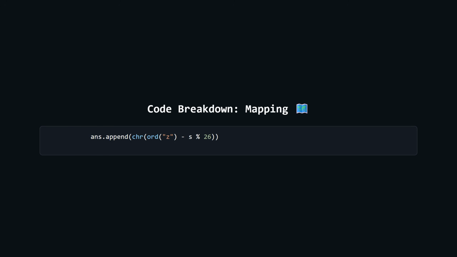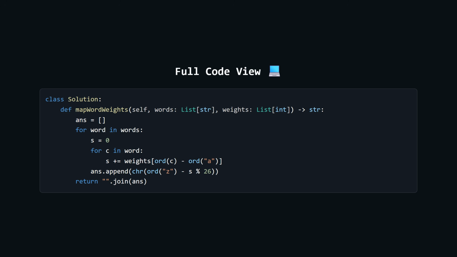Once we have the full word's weight, we apply the modulo 26, subtract it from the value of Z, convert it back to a character, and add it to our answers list. Finally, we just join our list of individual letters together into one continuous string and return it. Here is what that entire function looks like all put together.